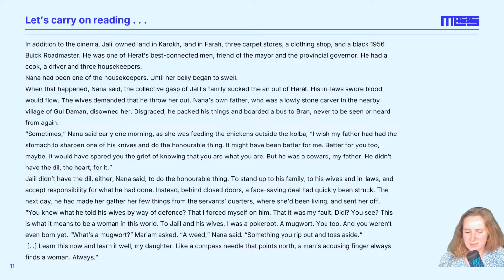What's a mugwort? Mariam asked. A weed, Nana said. Something you rip out and toss aside. Learn this now and learn it well, my daughter. Like a compass needle that points north, a man's accusing finger always finds a woman. Always.